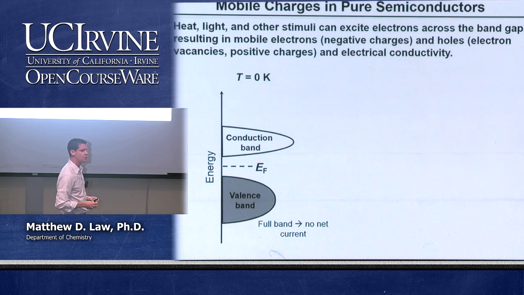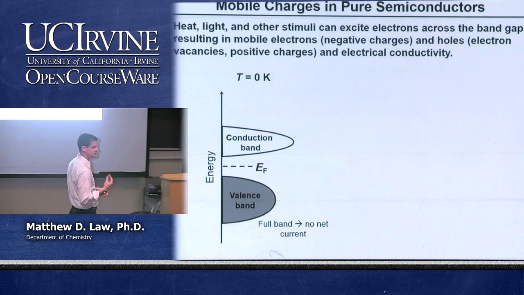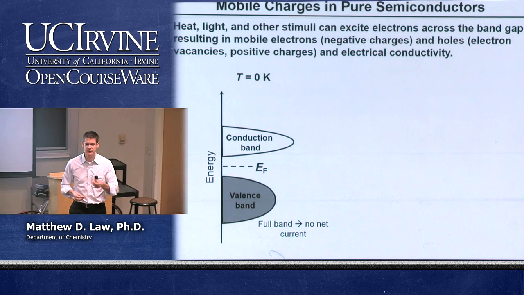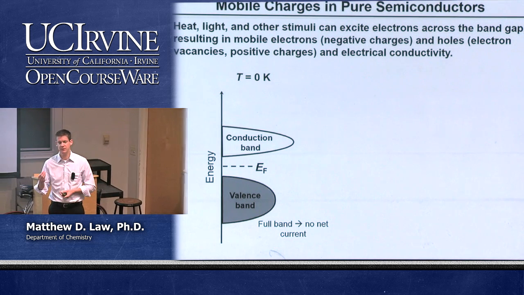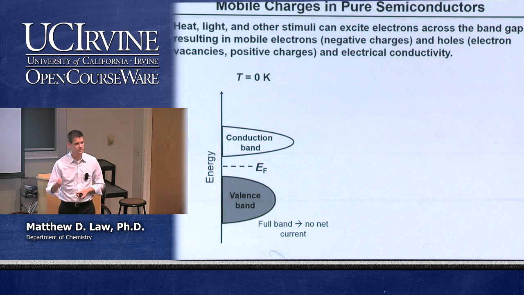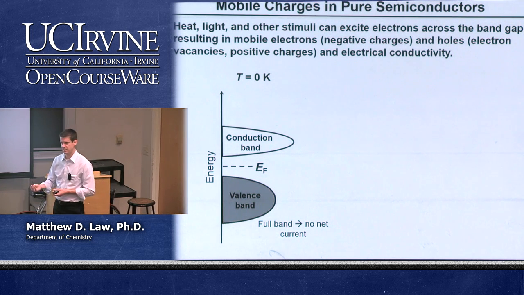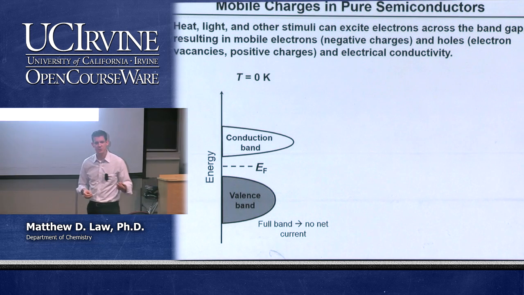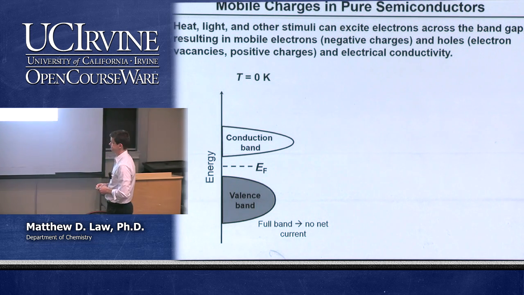We call those empty states holes. And so this is a unique idea in semiconductor physics and solid state chemistry, where we have not just electrons moving, but we also have the absence of electrons moving. In other words, we have holes moving too. And the current that's produced in a device is the combination of the electron and the hole current.